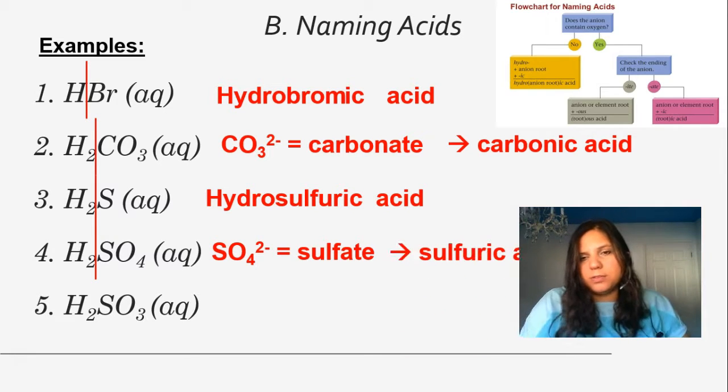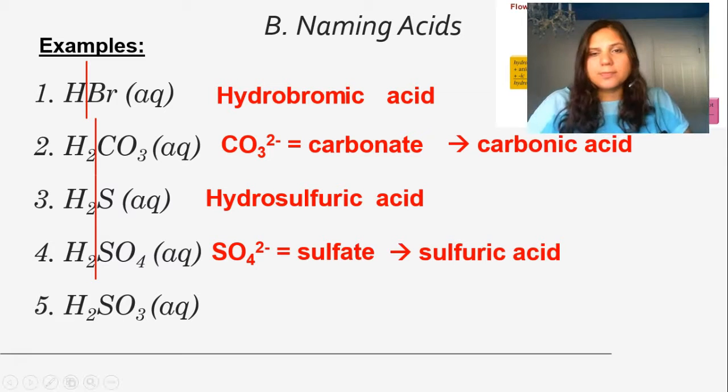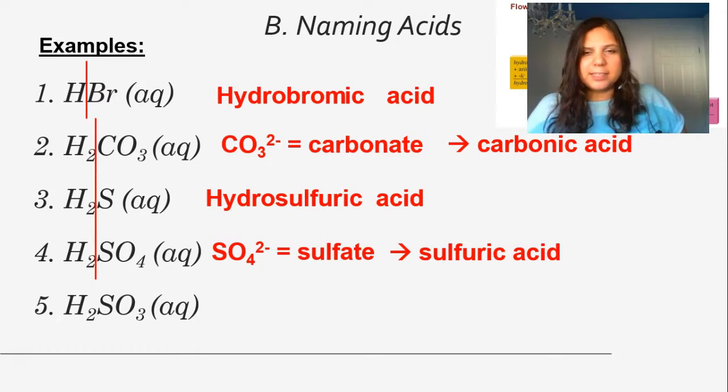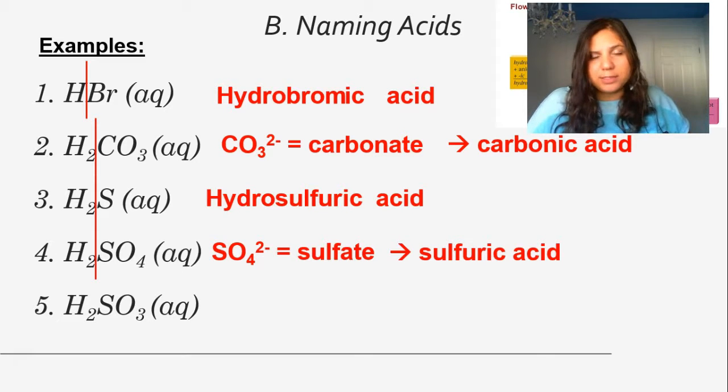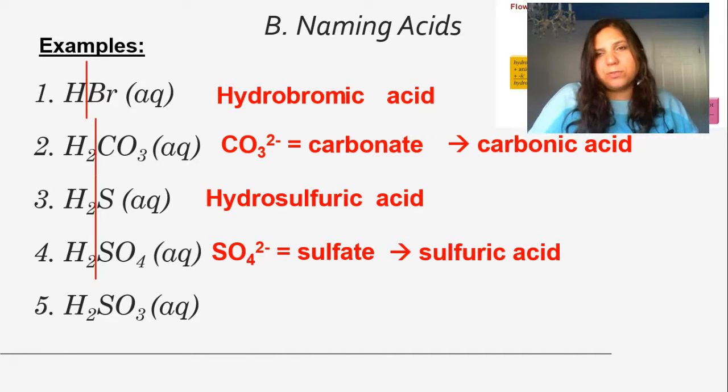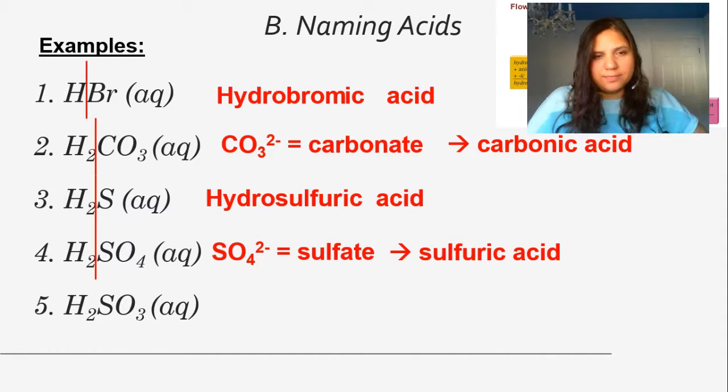So it'll be sulfuric acid. Okay. Notice that from sulfate, it didn't go to sulfic acid. It actually brought back the whole root, sulfuric acid, all the way to the R. There's one other element that's going to do that, and that's phosphate. It doesn't go to phosphic acid, it goes to phosphoric acid.